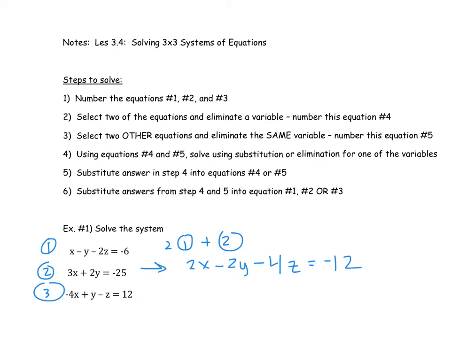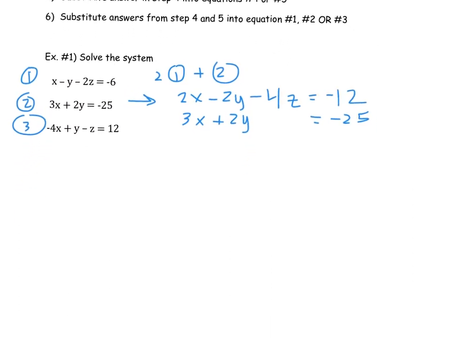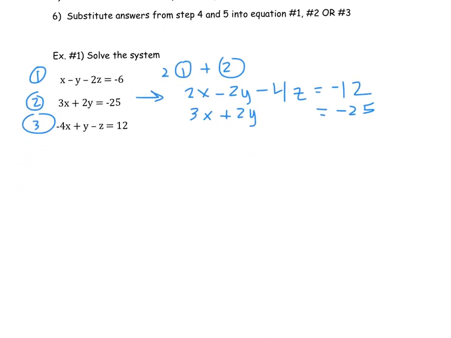That's correct. Now I'm going to add it to 2, so I'm just going to write 2 right underneath here. And if you notice, the y's are going to disappear. You also notice there's no z's, so I'm just going to leave a blank and bring my negative 25 over. Okay, so let's slide this up a little bit. When we do that, we're going to add these 2 down. We get 5x. The y's drop out. I got to bring my 4z down. And this is going to equal negative 37. And we're going to call this equation 4.